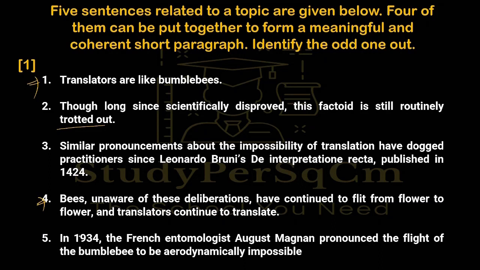In 1934, the French entomologist Auguste Magnum pronounced the flight of the bumblebees to be aerodynamically impossible. So यहाँ पे एक pronouncement की बात हो रही है, that he believed that the bumblebees' flight is impossible. Now, similar pronouncements about the impossibility of translation have dodged practitioners. So यहाँ पे भी हम ट्रांसलेटर्स को और बम्बलबीज को ही कंपेयर कर रहे हैं, that it was pronounced that the flight of bumblebees is impossible, and similar pronouncements about the impossibility of translation were given. So all these sentences are connected.